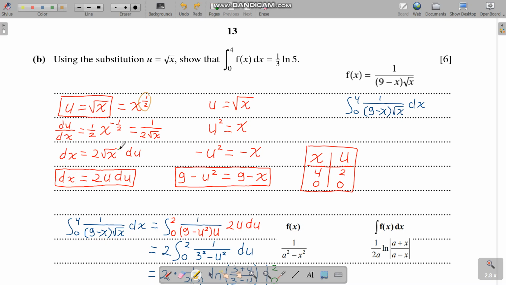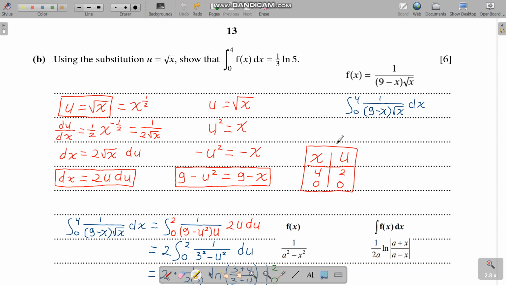Now, since this is still in x, we can't really use this in the substitution, so we're going to replace the root x with u. So 2u du, that's what we're going to use in the substitution. Now we need to also substitute this 9 minus x. So if u is root x, u squared is x, and if we multiply both sides by negative and add 9 to both sides, we get 9 minus x can be substituted with 9 minus u squared.